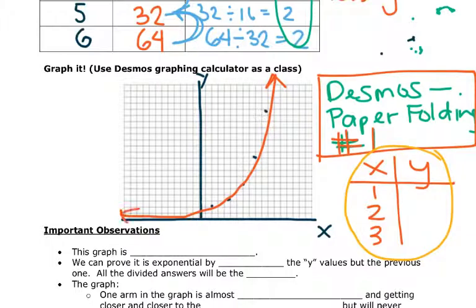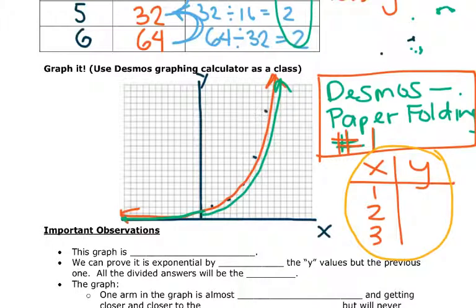Okay. What's important about this graph is that, first of all, both the arms aren't going up. We notice that. One arm is increasing very, very quickly, or it could also be decreasing. In our case, it's increasing. And the other arm is getting closer and closer to the x-axis, but it's never, ever going to touch.